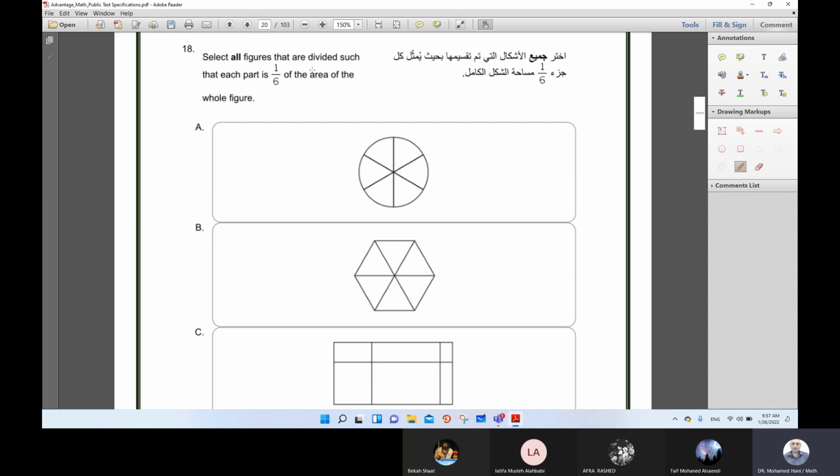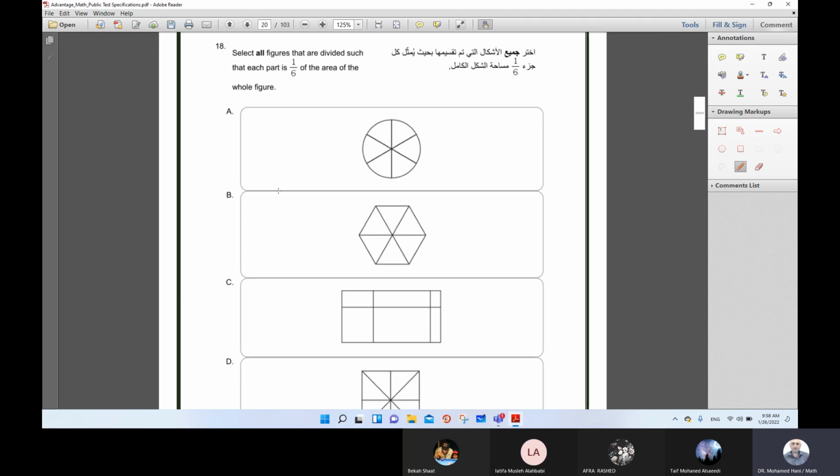Select all figures that are divided such that each part is 1 over 6 of the area of the whole figure. As you see here, we have 4 figures. I want from all to choose the correct one. Start, please, then tell me what is your answer.